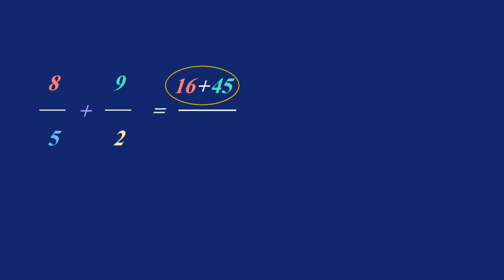Now just add those two numbers. So we have 16 plus 45, which is equal to 61. Multiply the two denominators. So we have 5 times 2, which is equal to 10.